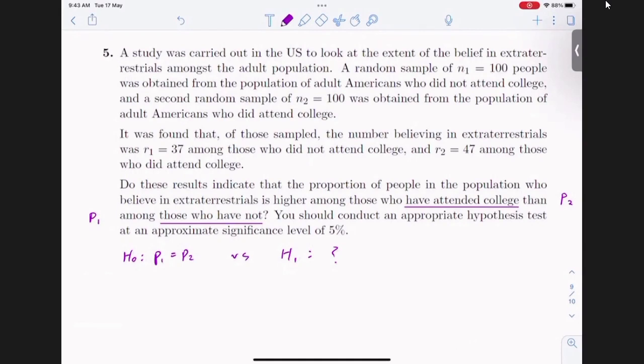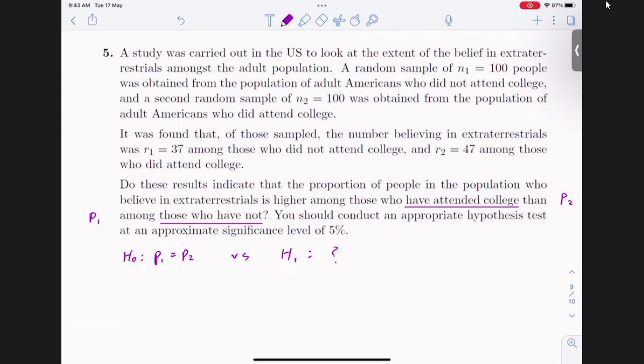Now, according to the description of the data collection, we have a random sample of N1 equal to 100 people obtained from those who did not attend college. So those who did not attend college is the first sample. Those who had attended college, they form the second sample. So this is the notation, the index. So we denote P2 as the population proportion corresponding to those who have attended college. And P1 indicates the proportion among those who have not attended college.